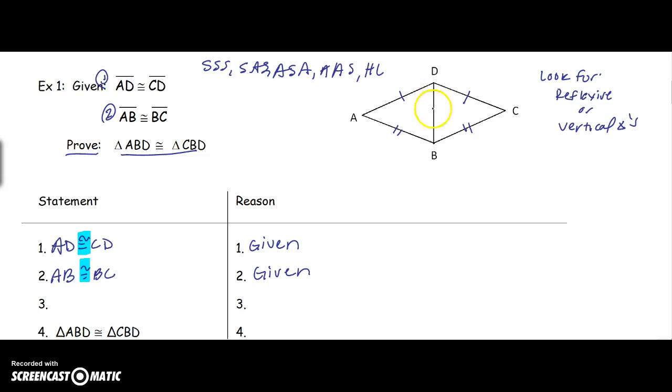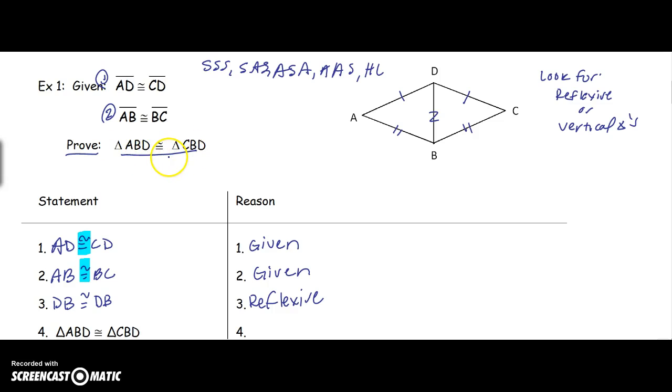And in this case, DB is a reflexive side. So you could say DB is congruent to DB, and that's because of the reflexive property. Now, how did we prove these congruent? The last step is always what you are trying to prove.